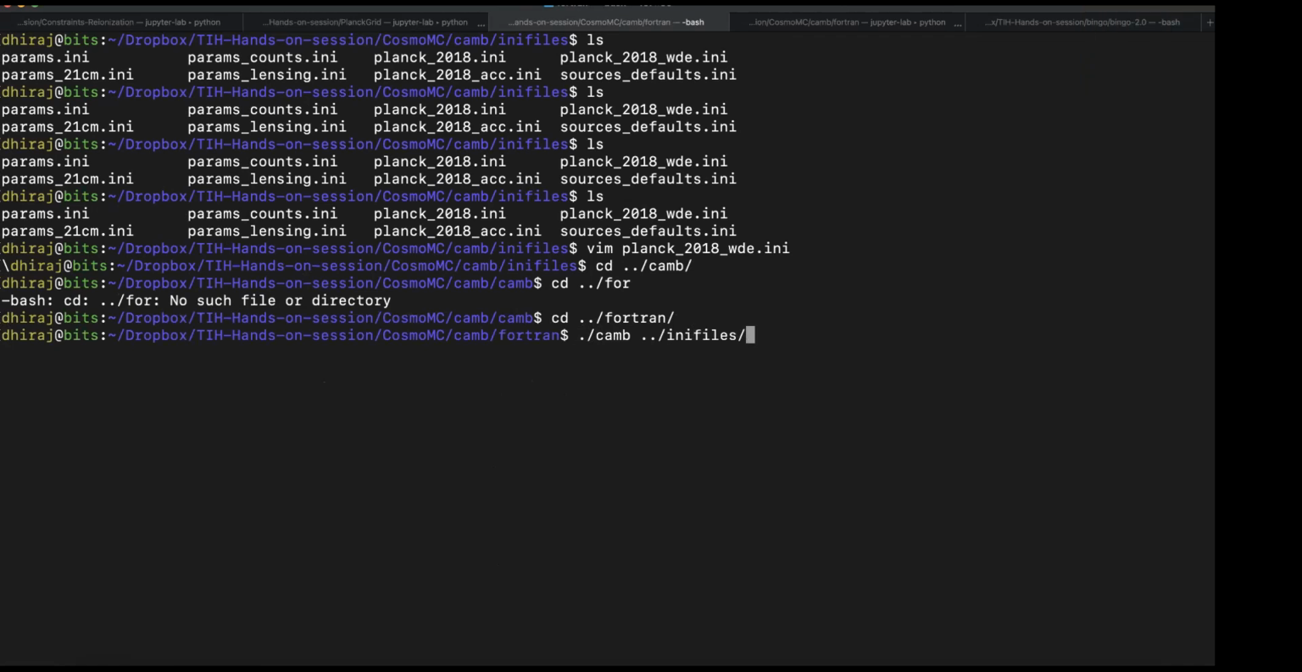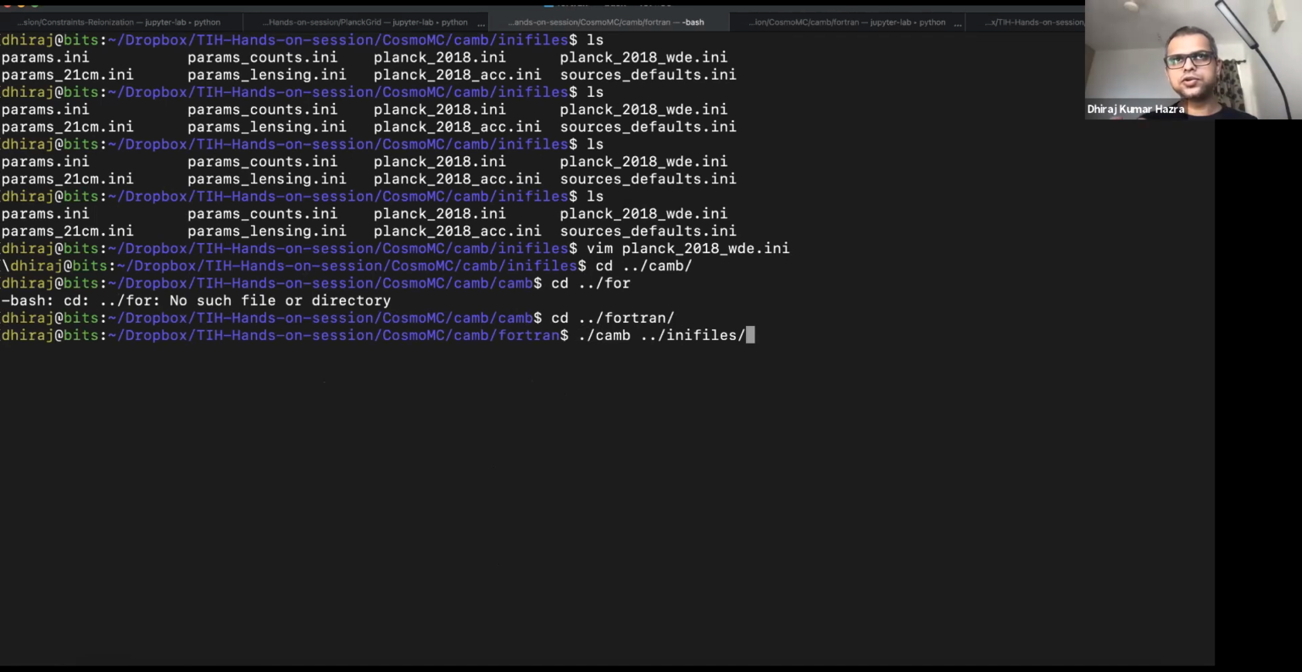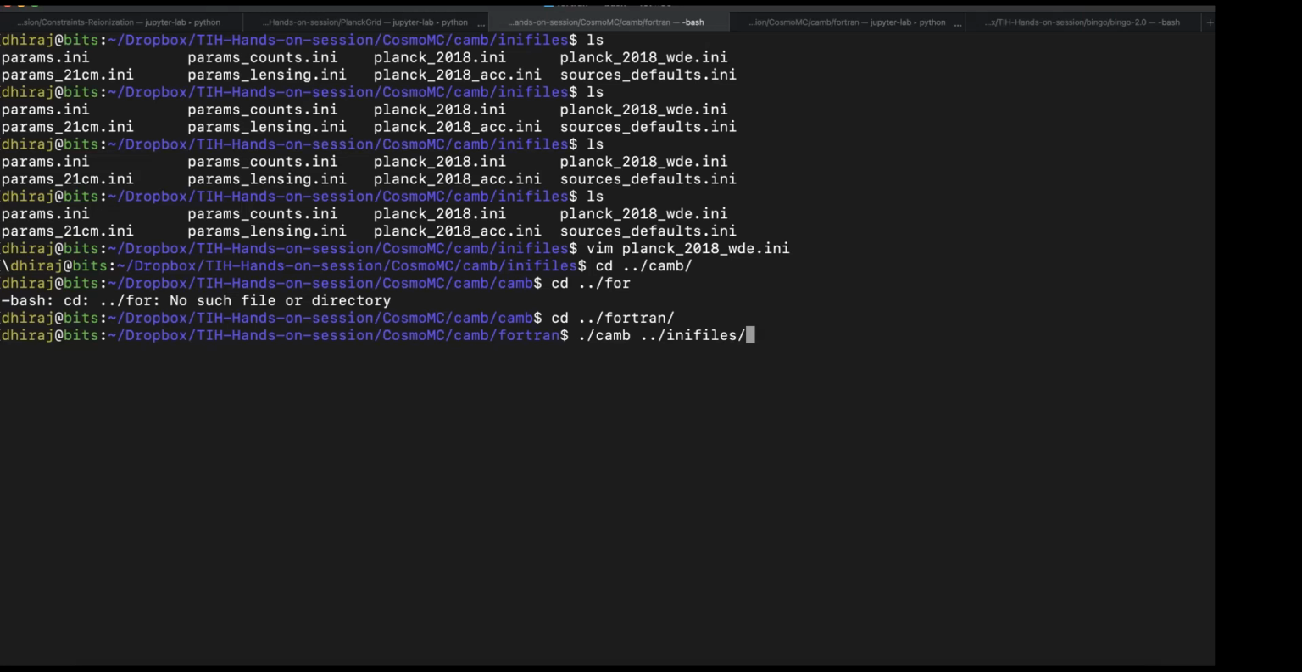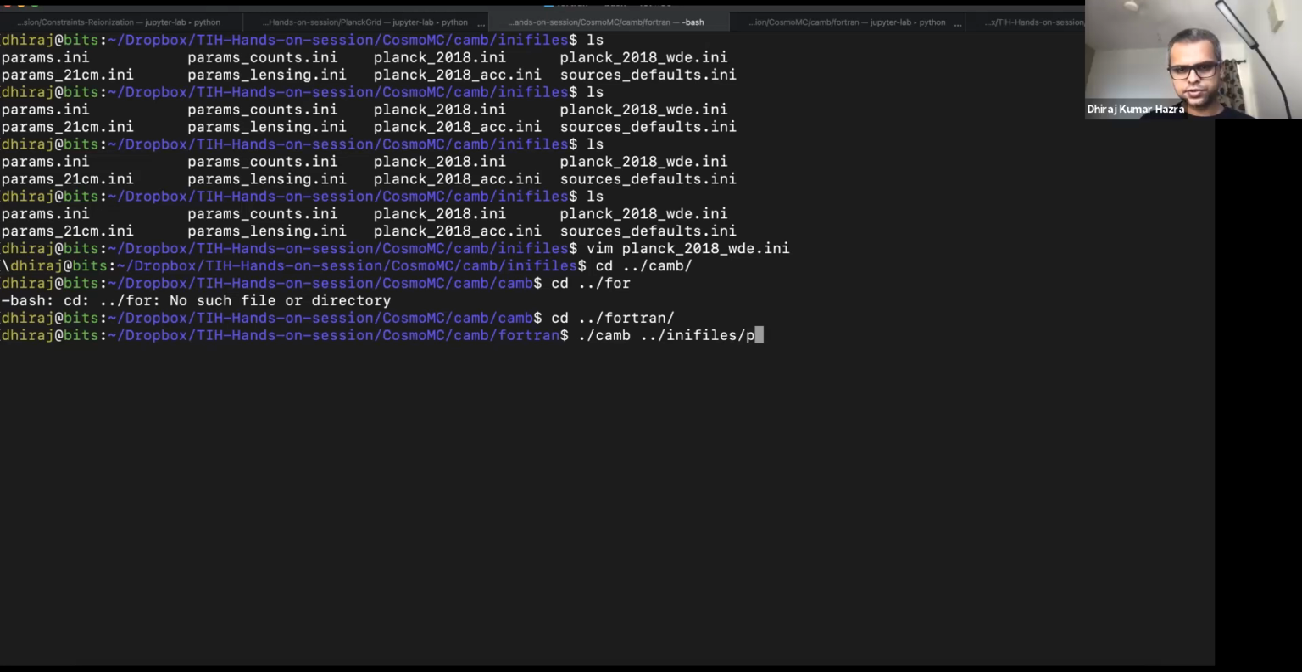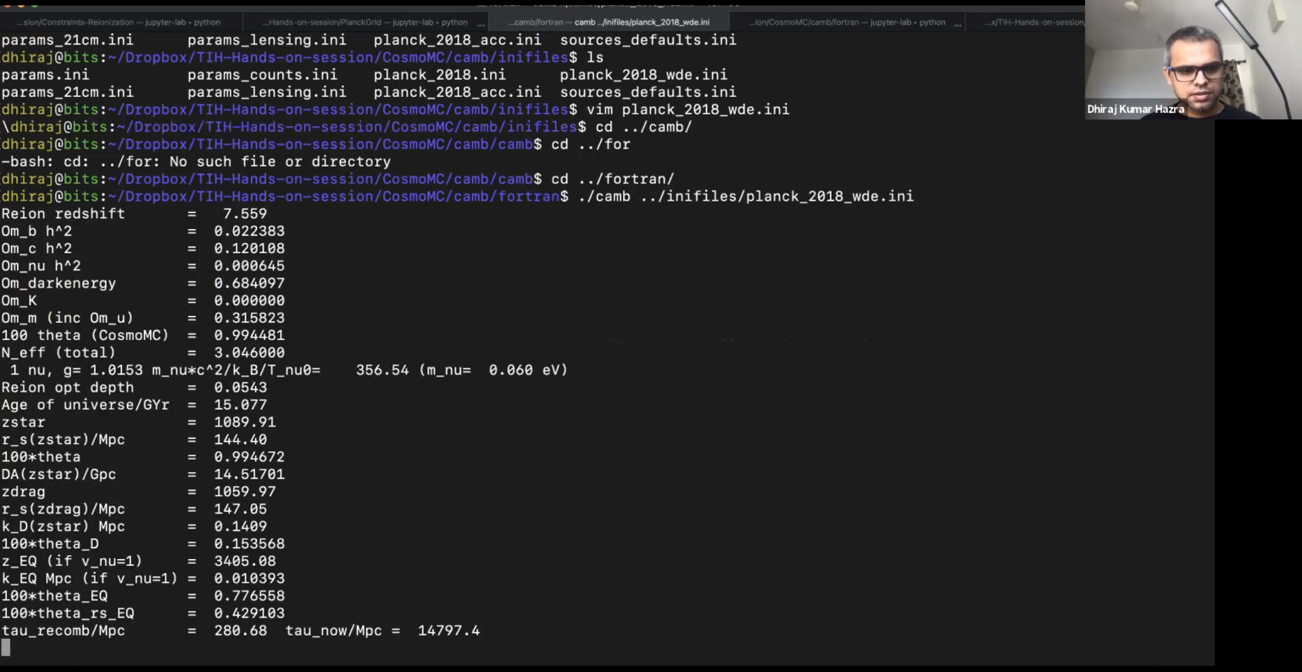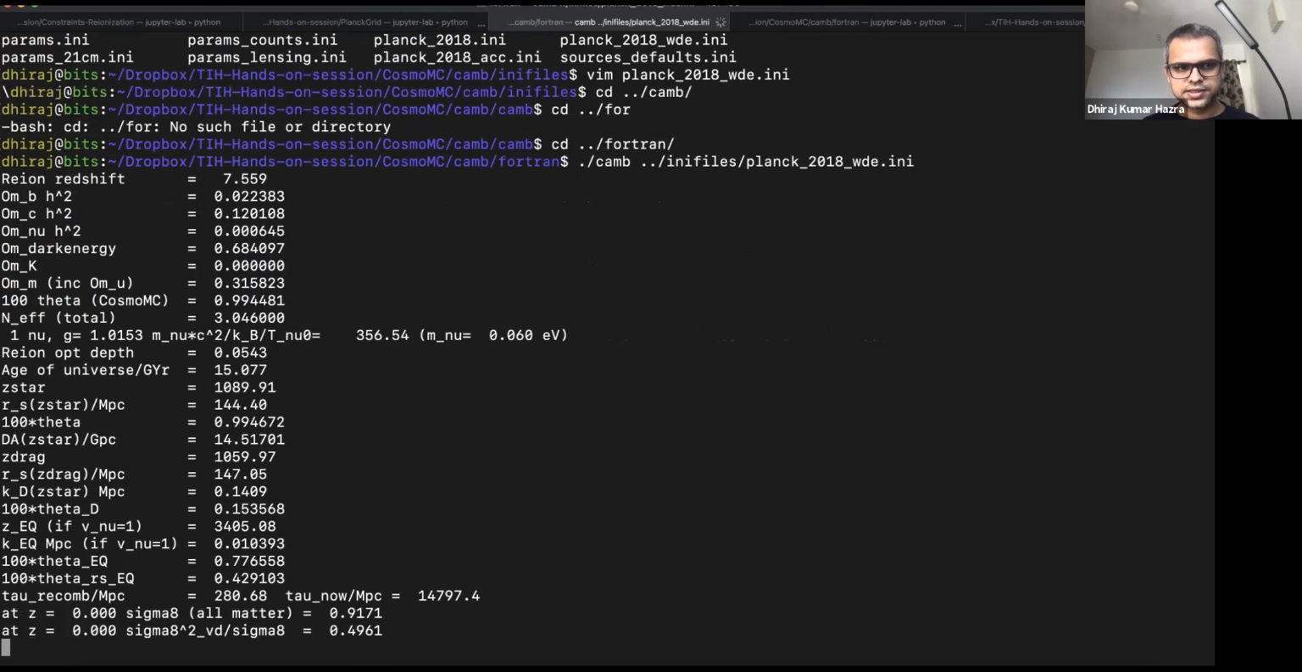Are we making the change in co-moving sound speed? No, equation of state, W. Okay, fine. Planck_2018_WDE.ini. You should get this.